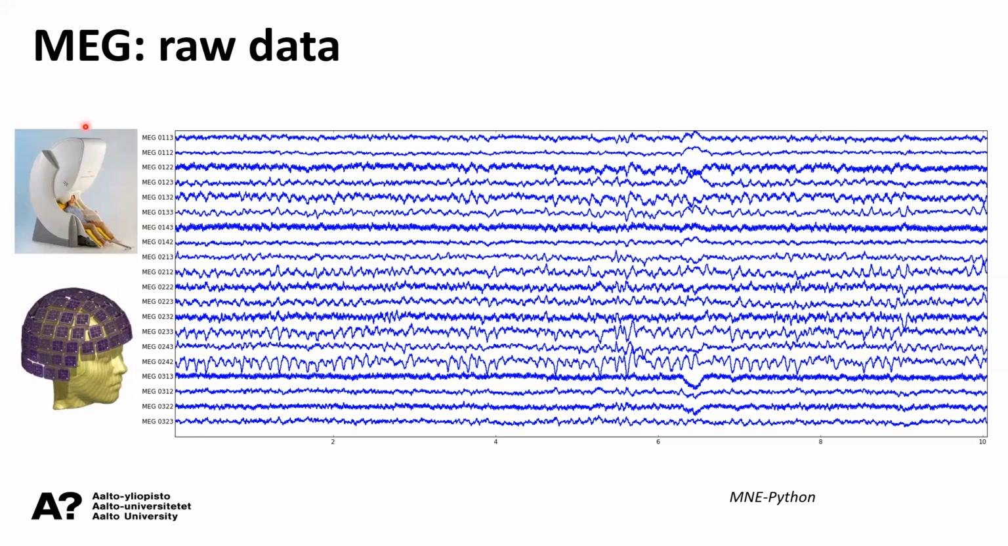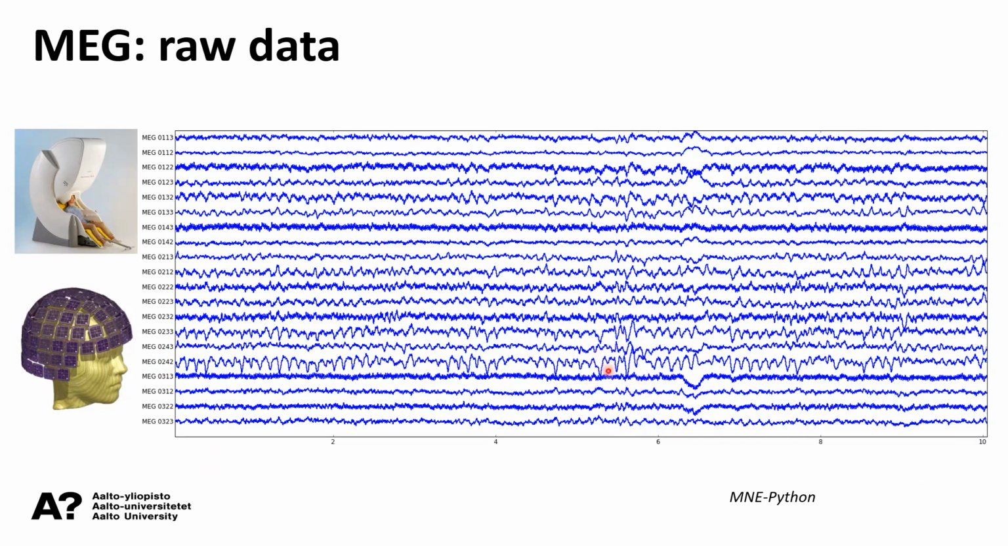For example, if we're talking about MEG, the sensor array looks like this, and it has about 306 channels. Each row in this data represents measurements which originate from a single channel. This is about 10 seconds of the data. So you see there is quite a lot going on and quite a lot that you can measure. For example, like I said, this nice rhythmic activity over here.